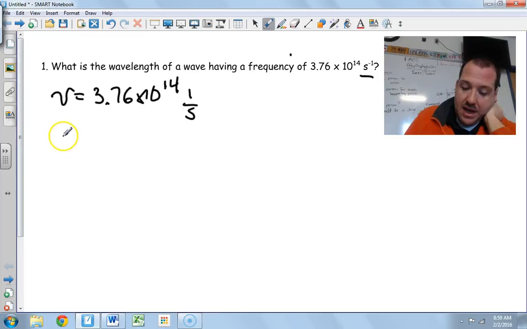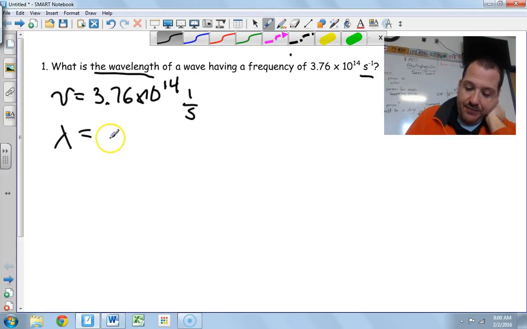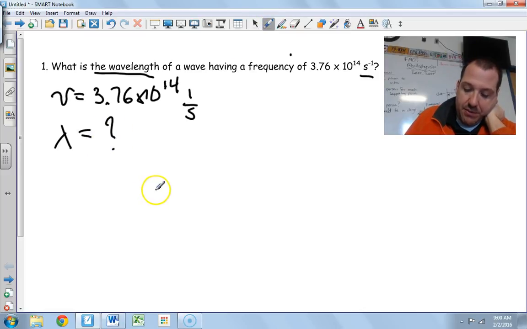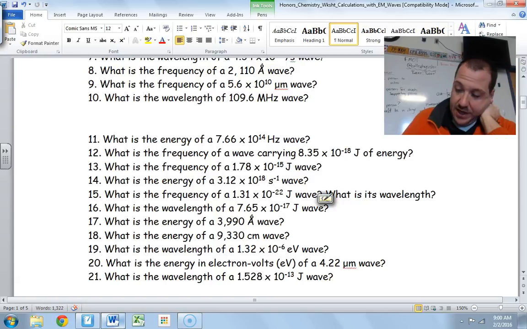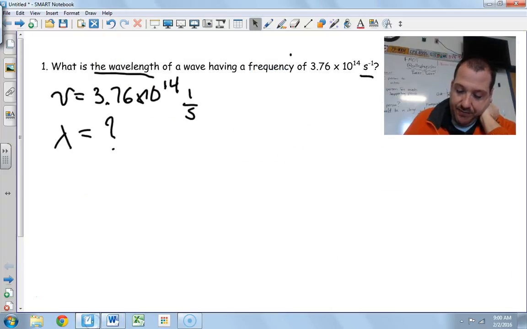And then the next thing is this. We were asked to find the wavelength. So wavelength equals question mark. Now, on that worksheet, you're actually given the formulas and the constants. So that's always good.